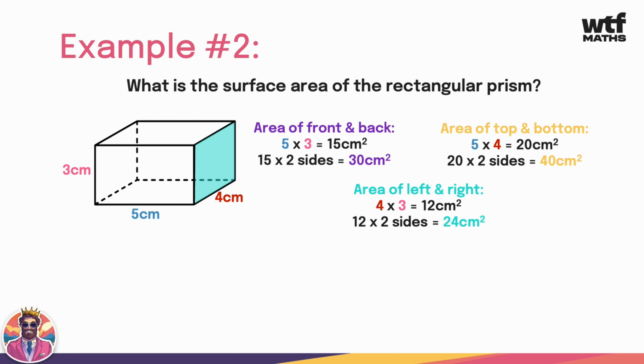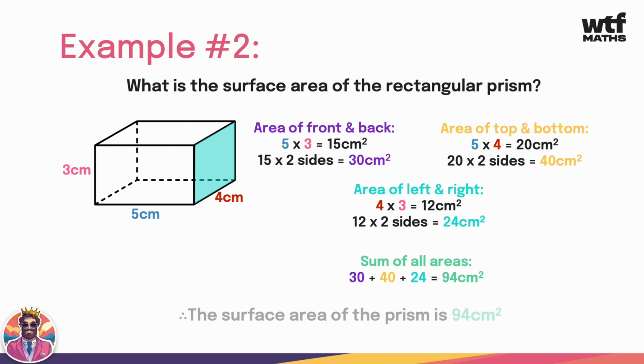So if I want to find the total surface area of this 3D object, I just need to add the front and the back, the top and the bottom, and the left and the right areas all together. So the sum of all the sides is going to be 30 plus 40 plus 24, which is 94 centimeters squared. So the surface area of this prism is 94 centimeters squared.